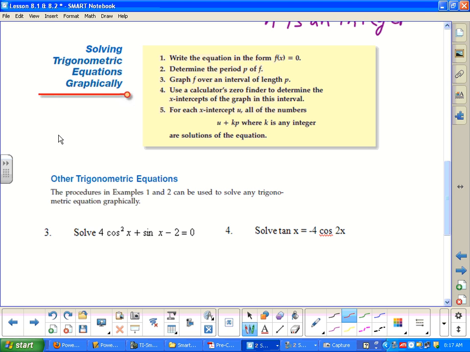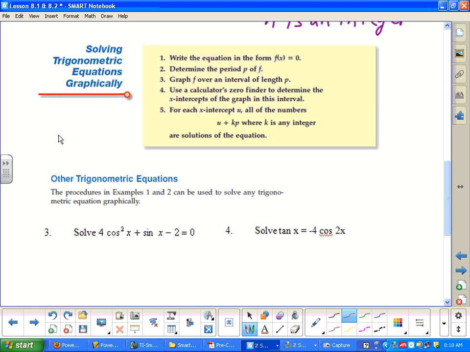So we want to determine the period of it, graph it over an interval, and find the length of the period. So the graph we make is only going to be the graph of the period. For sine and cosine, we would only graph from 0 to 2 pi. If it was tangent, we would graph it from 0 to pi. That way it eliminates all those extra values you don't need to pay attention to.